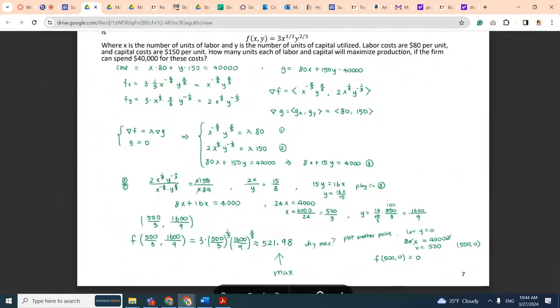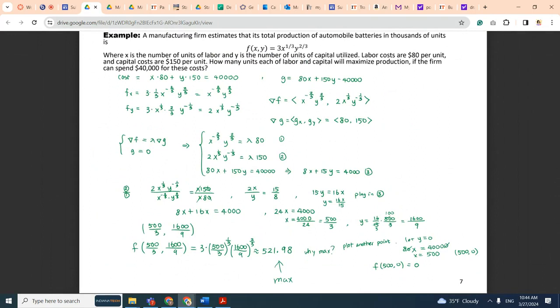But in this case, we cannot. Okay, so this is the application problem. You have a similar problem in your homework. A manufacturing firm estimates its cost production of automobile batteries in thousands of units is the following, where X is the number of units of labor.